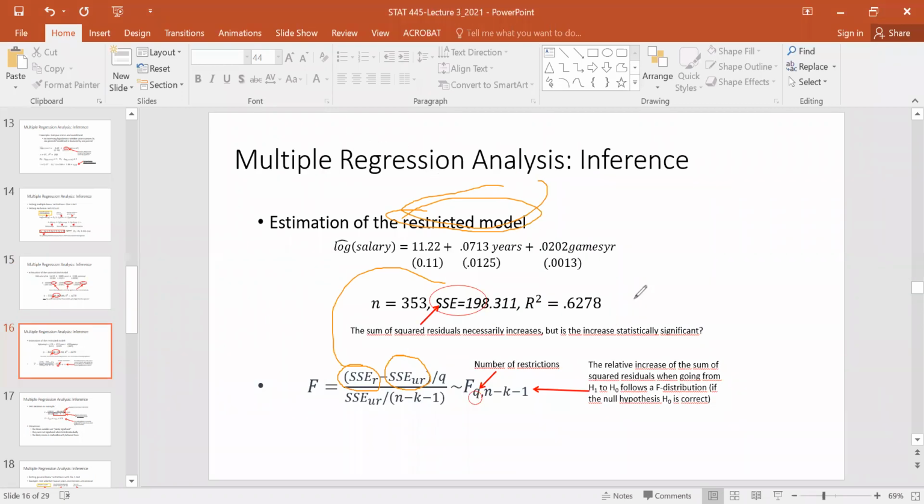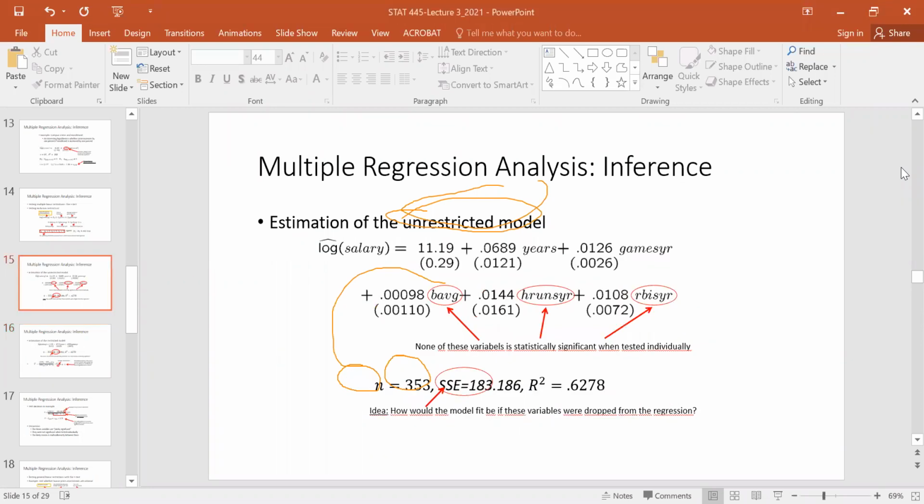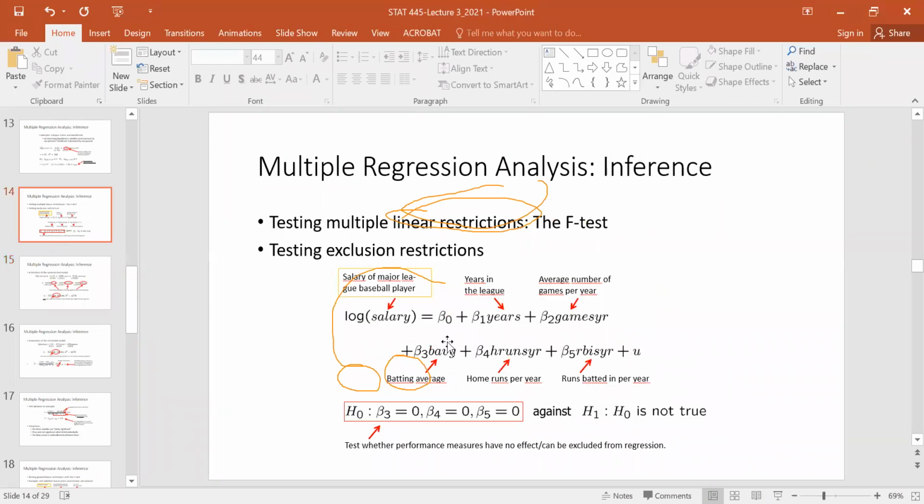What is our Q? Q is the number of restrictions, right? Let's count Q. Number of restrictions from the H0 you can count. Here we are. Q is the number of restrictions. There's 1, 2, 3. Q is equal to 3.